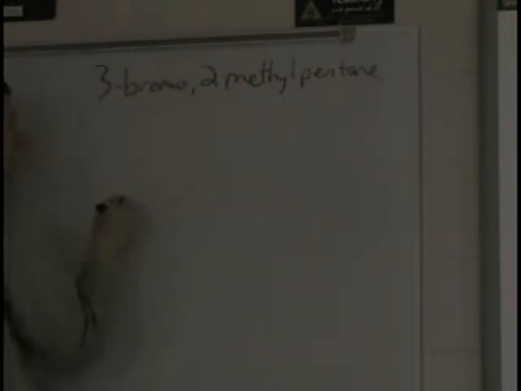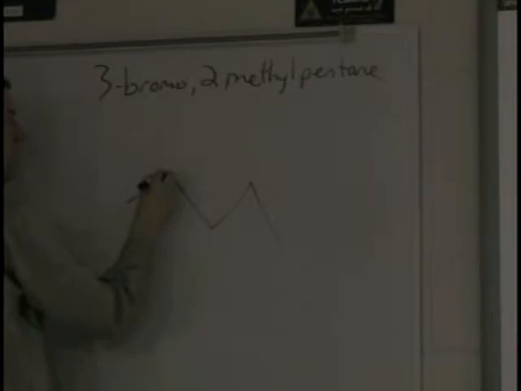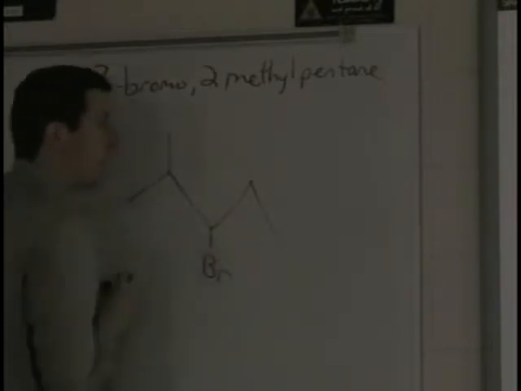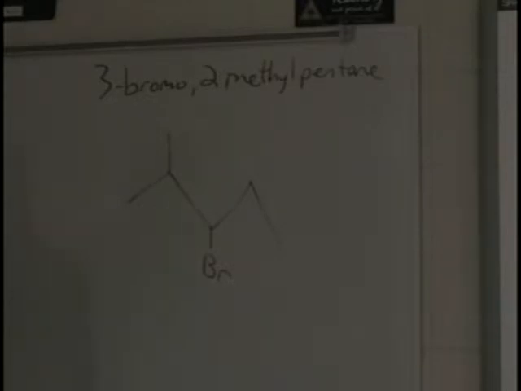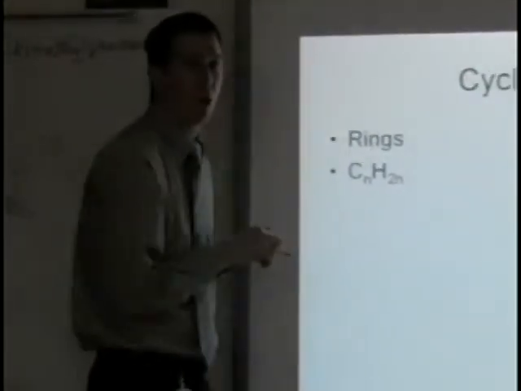If I do my pentane, that's 1, 2, 3, 4, 5. On the second carbon, I have a methyl group. On the third carbon, I have a Br, or a bromine. So these are several examples of how to do alkanes. And again, keep in mind, an alkane is single bonded carbons with hydrogens all around, and they could have functional groups on them. The next slide goes over cycloalkanes.